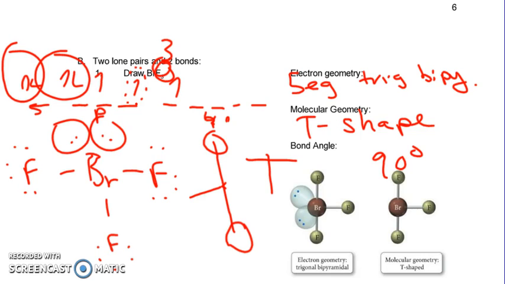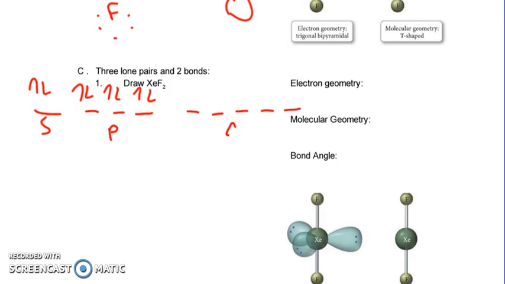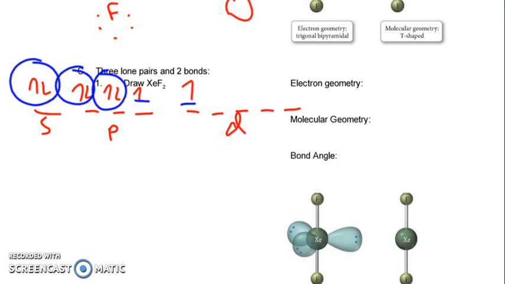Okay. Let's try the next one. What if I have 3 lone pairs and 2 bonds? Well, holy cow, look at this next one. Xenon. That's a noble gas. There's no empty or single electrons to bond with. Well, do you remember what we can do? There is an empty d orbital, so if I take this one here, I can promote it into the d level, and what have I created? I now have 1, 2, 3 lone pairs and 2 bonds.